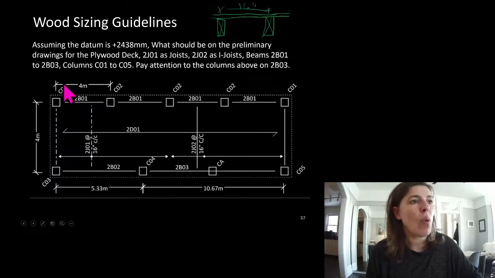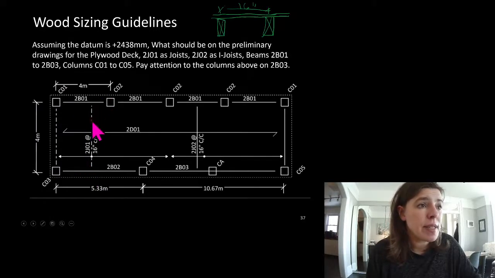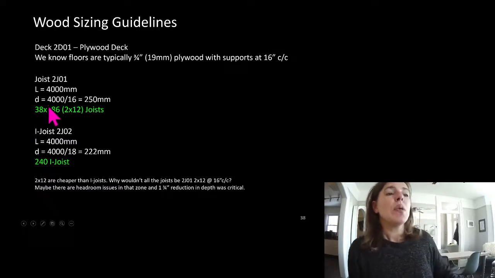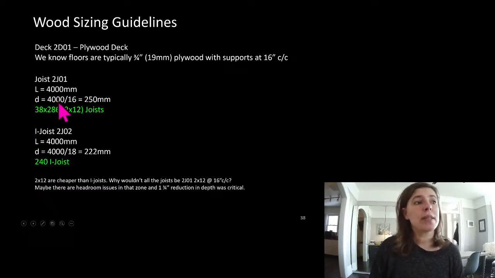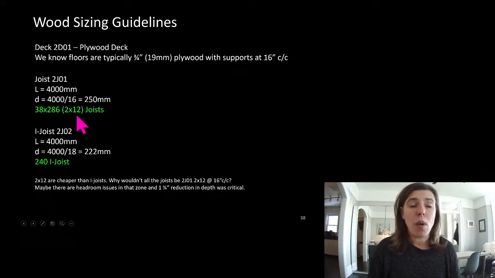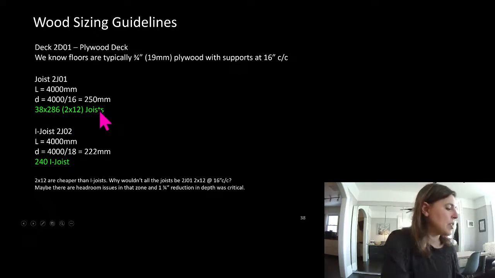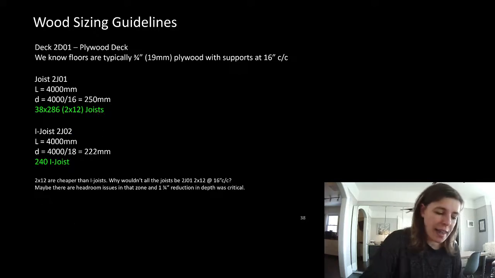Joists, 2J01. So these joists here are spanning from this line to this line, 4 meters. We know that our sizing guideline for wood joists is length divided by 16. So our 4,000 divided by 16 gives us 250 millimeters. And we know that a 2x12 is going to be a really good choice. Or our 1 1/2 inch by 11 1/4 inches is going to be great. And we call that a 2x12 joist at 16 inches center to center. So I'm actually even going to add that on there.